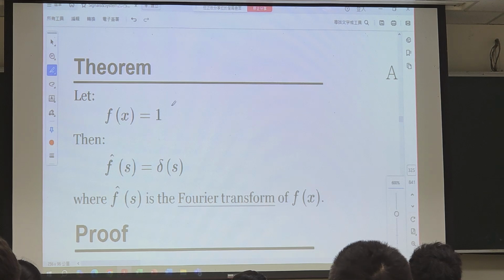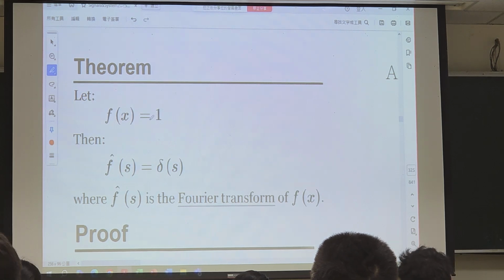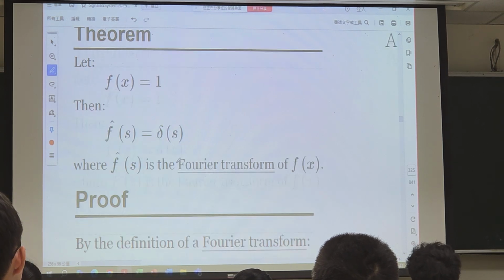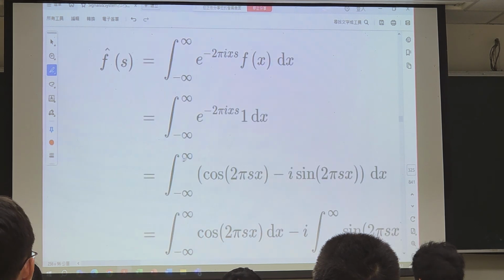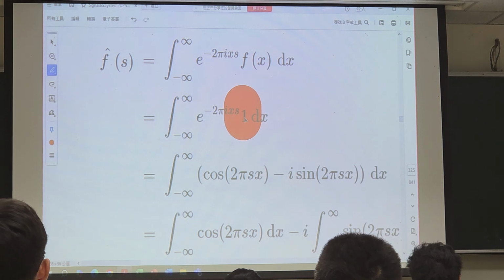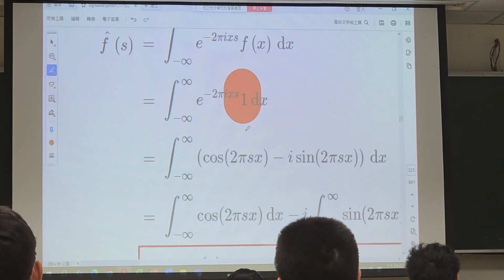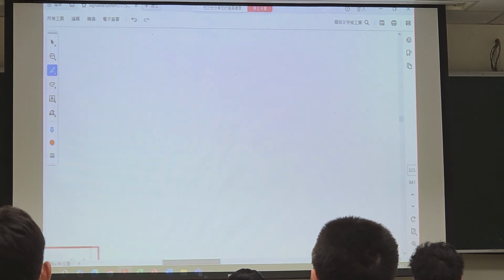So for the constant value function, here x means t. So this is f of t equals 1. And then we are going to prove that the Fourier transform of this function is a delta function. Again, the way to prove it, we are going to derive the Fourier transform of 1.